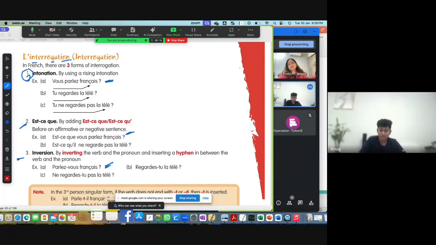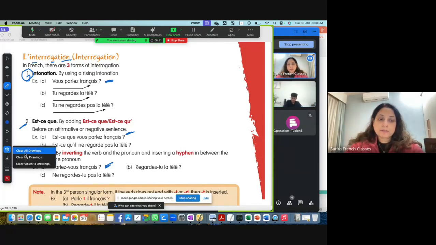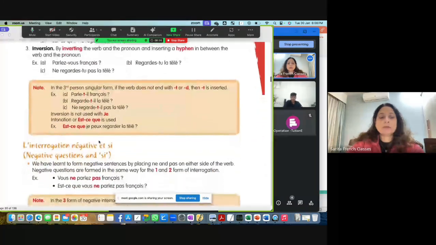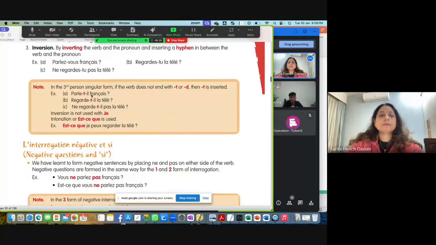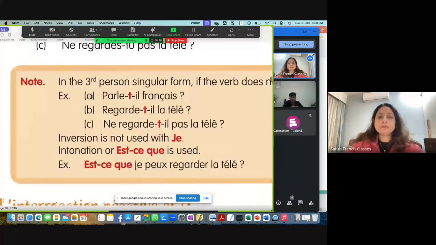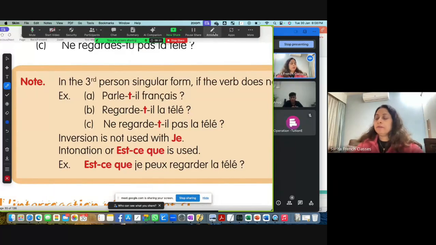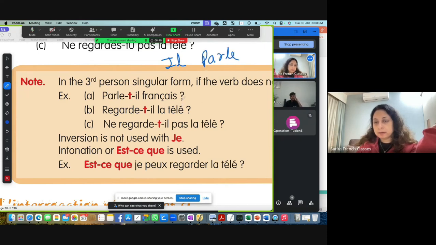Okay, ma'am. Done. So in inversion, we have one more point. Whenever we conjugate the verb with il and elle, like it will be il parle. Right? So parle is ending with E. So whenever we use the inversion, you can see here, it will be parle, il, français.